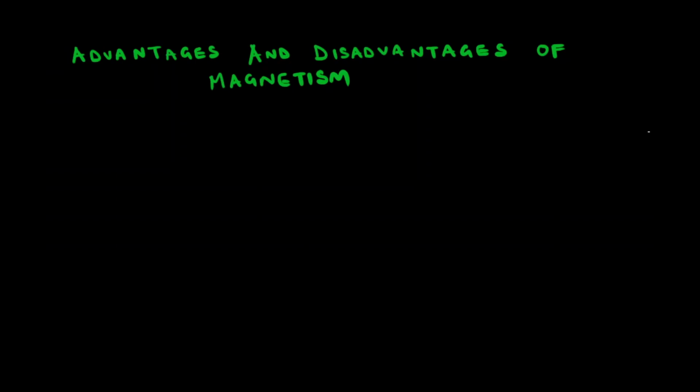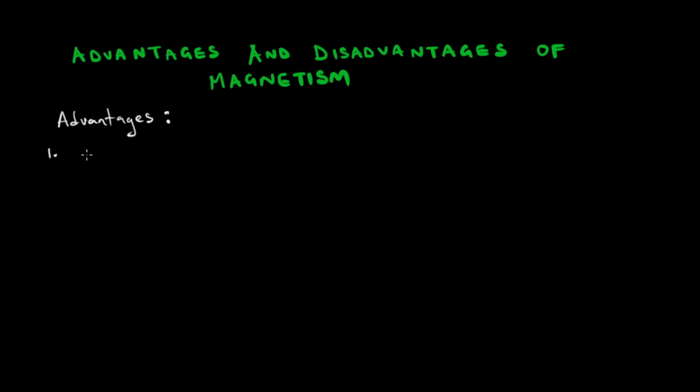So now we want to look at the advantages and disadvantages of using magnetism as a separation technique. So we are going to start with advantages. And the list we give is not exhaustive. You can do your own reading and further research to find more advantages of magnetism.